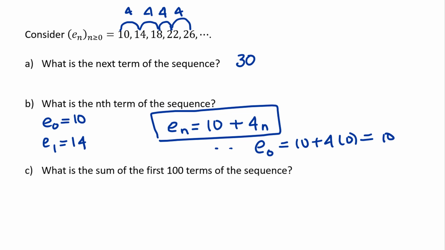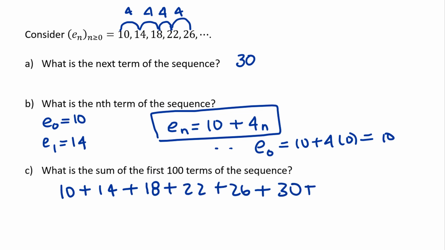The next is find the sum of the first 100 terms. So here we go. 1 plus 2 plus 3 plus 4. Oh, you don't want to do this all the way to 100? You think there's an easier way? Well, I think you're right. Let's look for a formula.